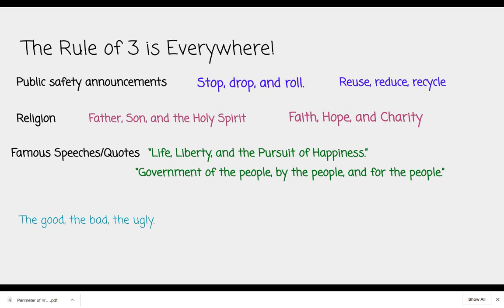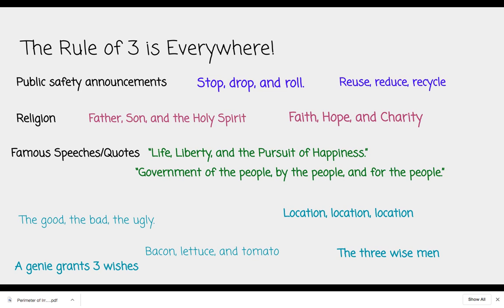And we can just see it everywhere, like the good, the bad, the ugly, bacon, lettuce, tomato, location, location, location. That's actually an advertising technique that realtors use when trying to sell. The Three Wise Men, and a genie grants three wishes. So these are just a few examples. We just don't even have time to list them all because they're just everywhere.